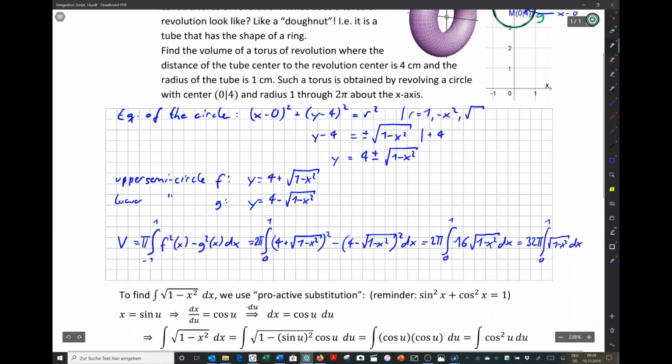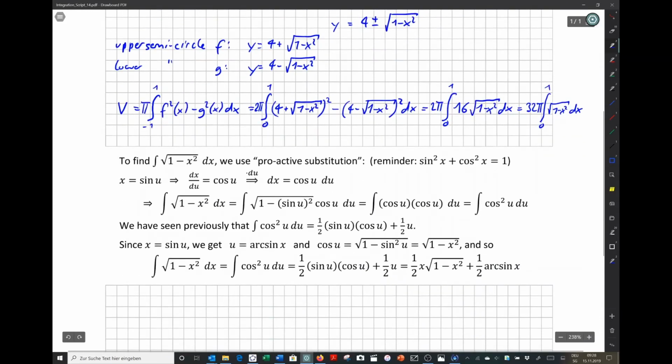So the next step is how to find the integral of the square root of 1 minus x squared. To find that, we have to use proactive substitution, as I call it, and this means we now set x equal to a function of u. In this case, we say x is sine of u. Typically, when doing substitution, we would say u is a function of x. We can do it also the opposite way around, so we set x equal to sine of u.